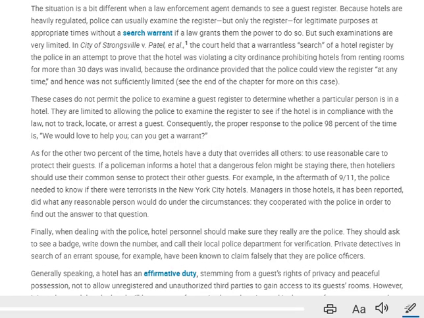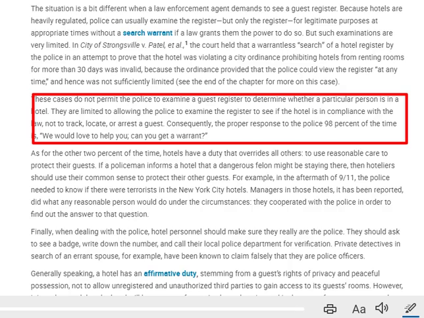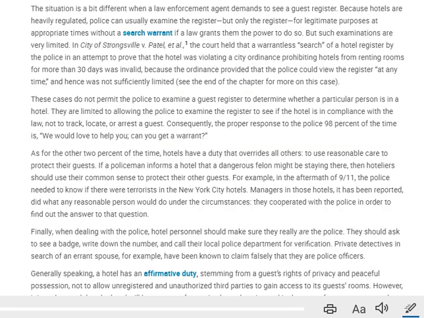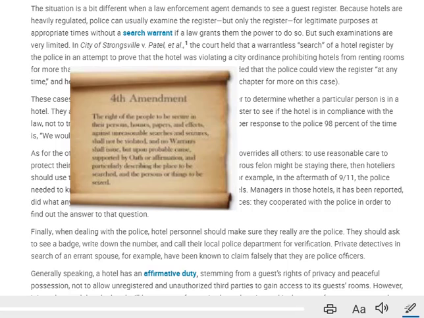In the case of the City of Strongsville versus Patel et al., we see just how far this protection extends. In the Patel case, the court dealt with law enforcement's limited right to view a hotel's guest register. Now, when you read this case, you might be a little confused at first, but if you view it in light of the protections granted by the Fourth Amendment, it should be a bit clearer.